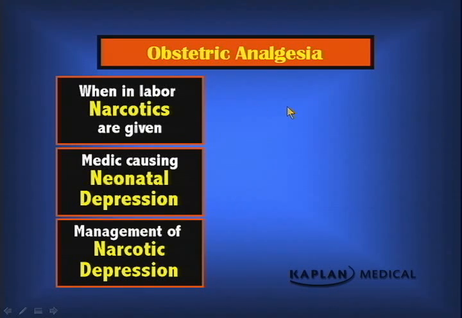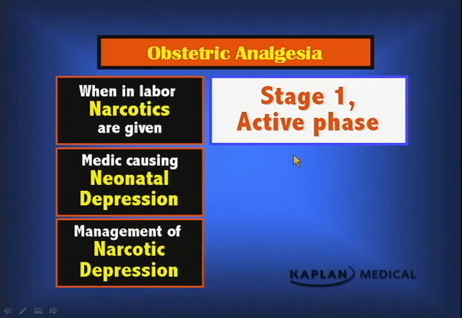When in labor are narcotics given? We already talked about this. You would like to avoid them in the latent phase because you can get into a prolonged latent phase. So typically we'd start them in stage 1 active phase. We typically don't want to give them after a prime is completely dilated or a multip is 8 centimeters dilated.